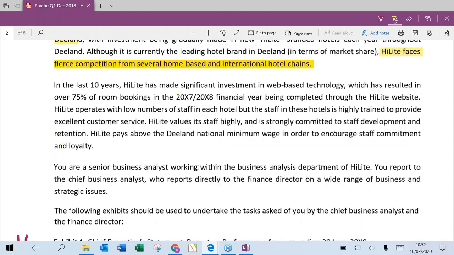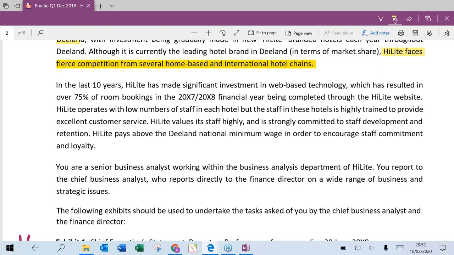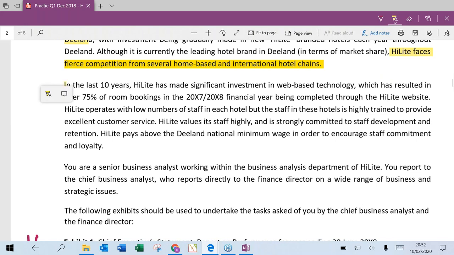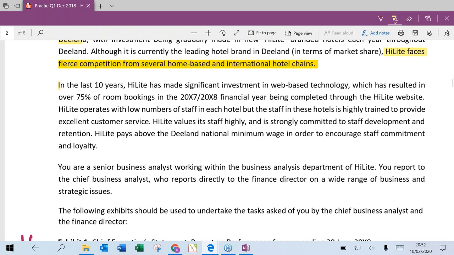In the last 10 years, Highlight has made significant investment in web-based technology, which has resulted in over 75% of room bookings in the 7-8 financial year being completed through the Highlight website. Very important. So they have made significant bookings.